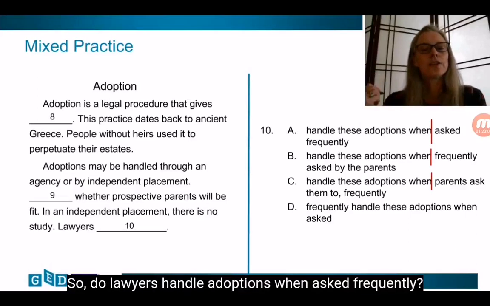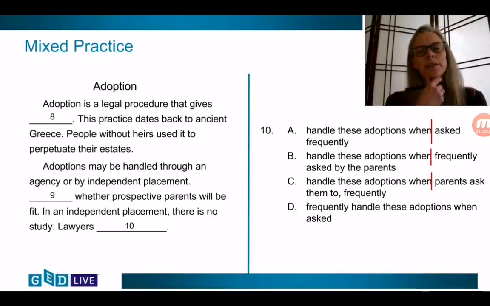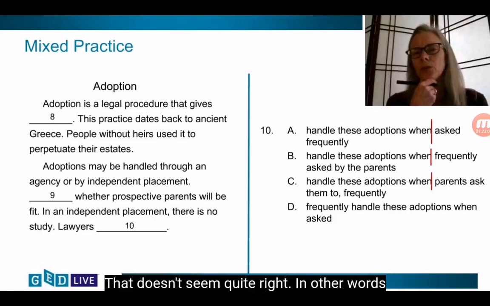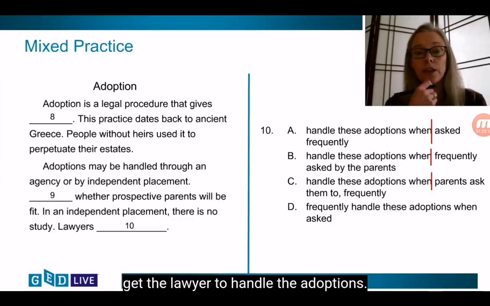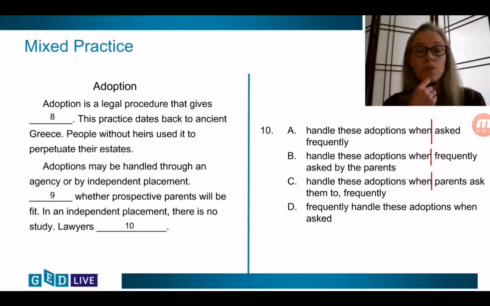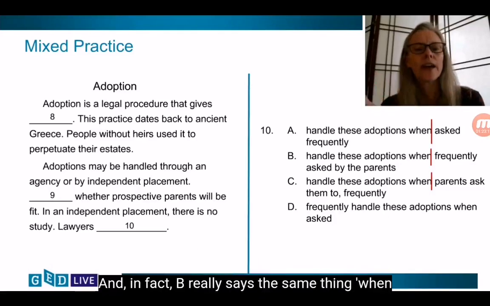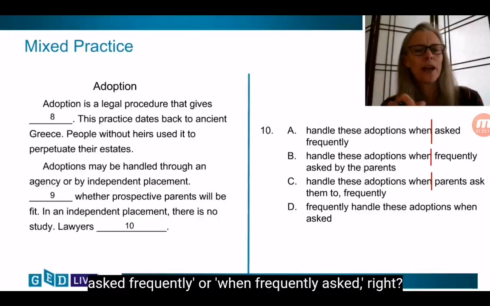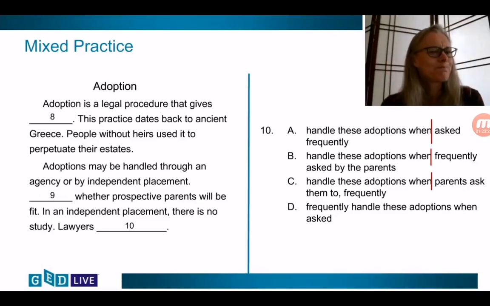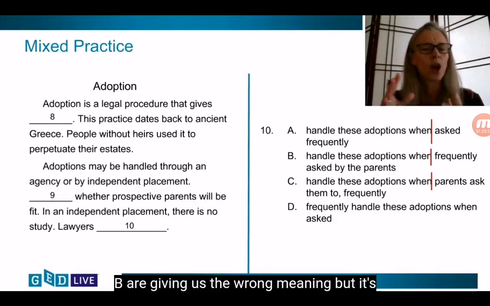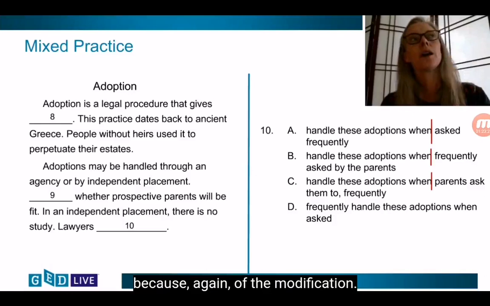So, do lawyers handle adoptions when asked frequently? That doesn't seem quite right. In other words, you have to ask the lawyer a lot in order to get the lawyer to handle the adoptions. And in fact, B really says the same thing, when asked frequently or when frequently asked. So A and B are giving us the wrong meaning, but it's because, again, of the modification.